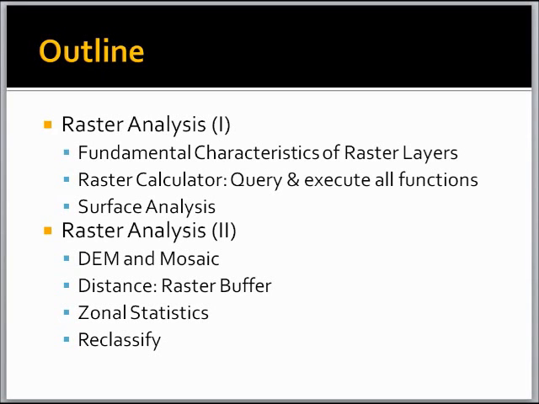The outline here includes raster analysis 1 and 2. In raster analysis 1, it is important to understand the structure and operation rules for raster datasets. There are three fundamental portions: the environmental settings, the raster calculator, and the surface analysis, which will be covered in raster analysis 1. As to raster analysis 2, more different tools will be covered, such as the mosaic, the distance, the row node statistics, and the reclassify tool.